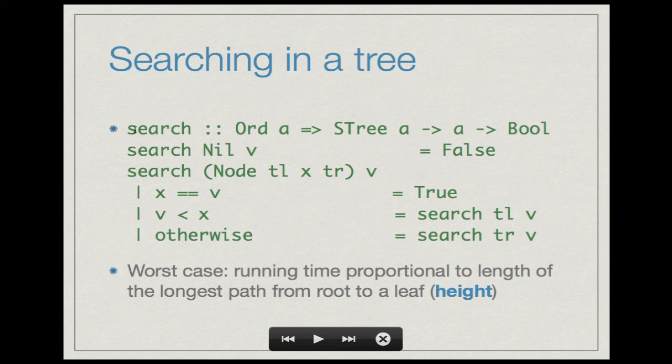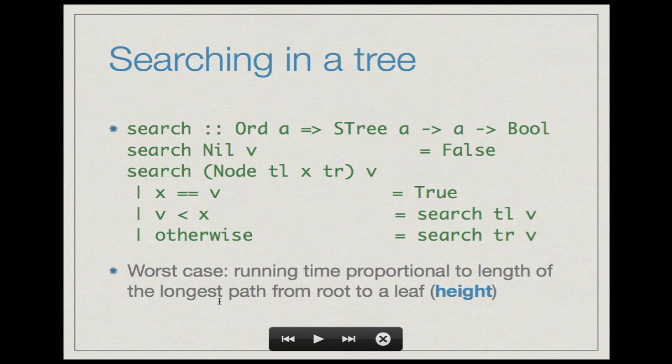Here is the code that realizes the above strategy. Search, which is a function with signature Ord a implies STree a arrow bool. Search nil v: if you are searching for the value v in the empty tree, then the output is false. Search of v in node tl x tr, this is the tree with left subtree tl, right subtree tr, and value at the root equals x. Here there are three cases. In case x is equal to v, then we say true. In case v is smaller than x, then we search in the left subtree, search tl v. Otherwise, we search in the right subtree, search tr v.